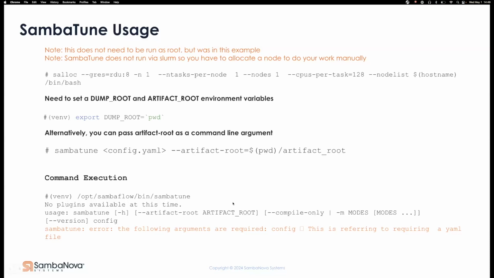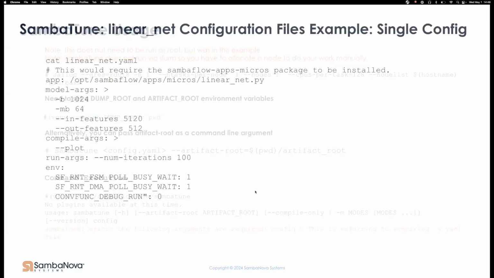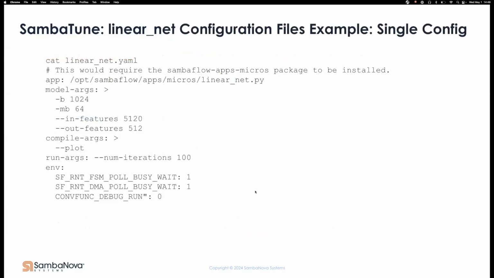So here I'm doing an execution, but hey, I didn't throw it a YAML file, right? It's like error, the following arguments required. We need a config, it's got to have something to read to try and execute. So let's look at a sample config, right? So this is for a very simple linear net micro model that's underneath our micros, okay?